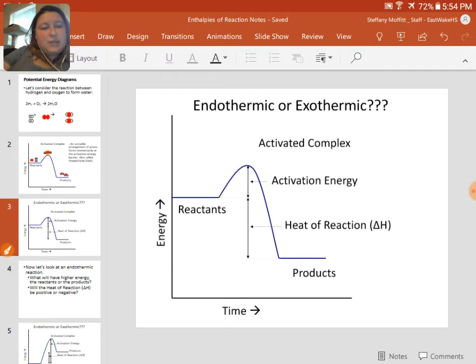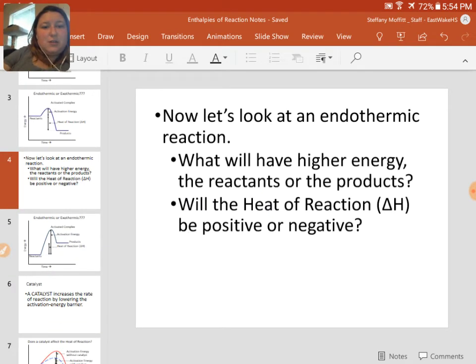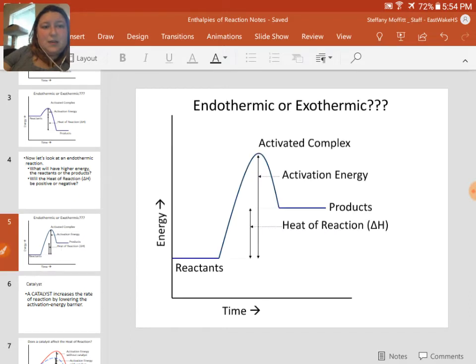So this was an exothermic reaction where the reactant's energy is going to be higher than the product's energy. An endothermic reaction is going to look like this. In an endothermic reaction, our reactants are going to actually be lower than our products. So our reactants start down here, products are going to be much more, and that activation energy is a lot more. And this is going to be our endothermic reaction, meaning the heat goes from the system to the surroundings.